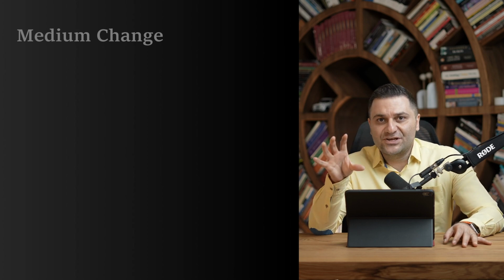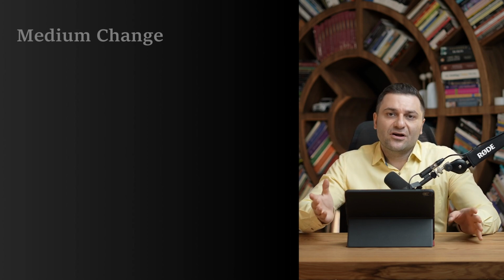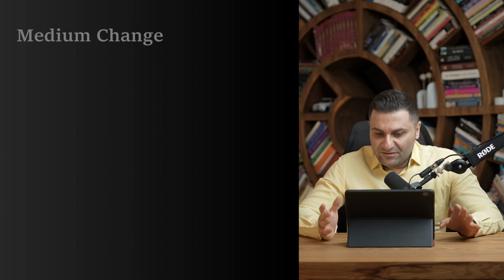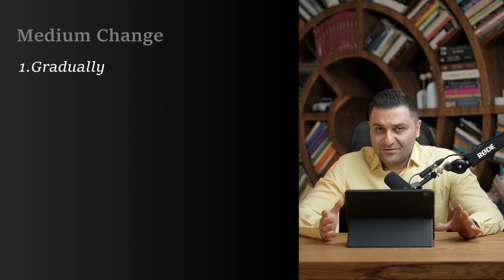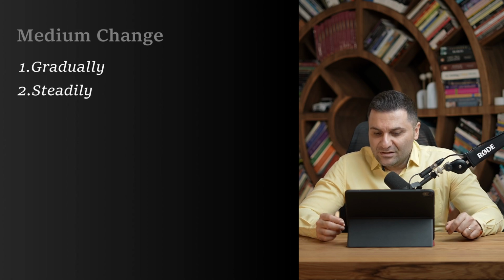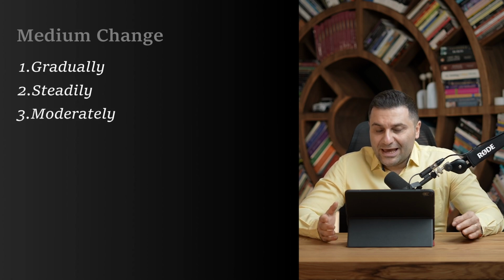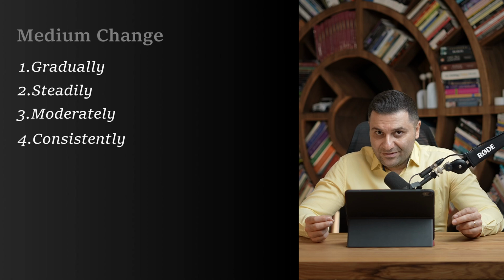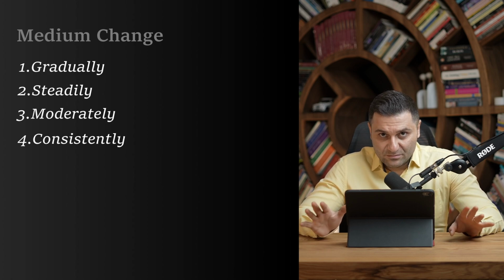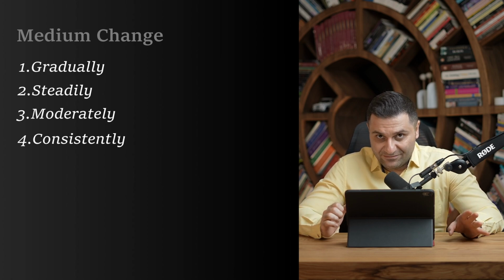As you remember, when we talked about medium change, we had some adjectives. The same adjectives can be changed into adverbs to talk about medium change. For example, for medium change, adverbs can be gradually, steadily, moderately, and consistently. The same four adjectives we had in our previous session. So these are the adverbs.